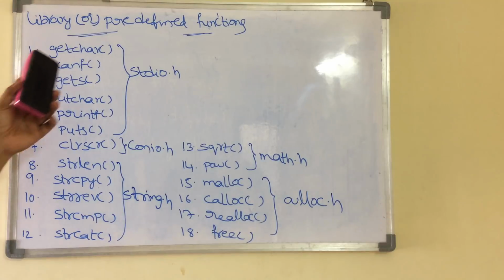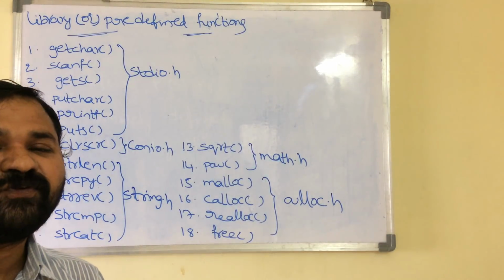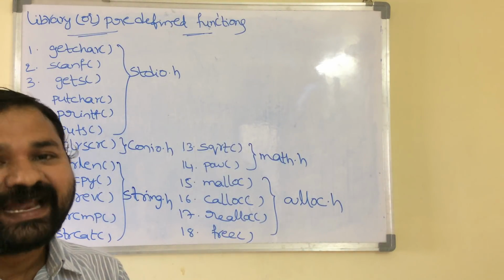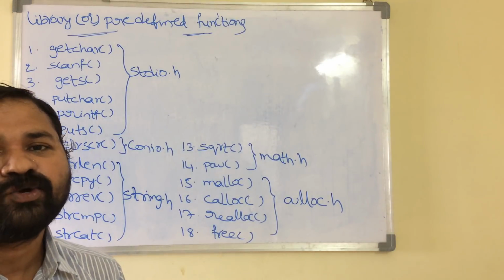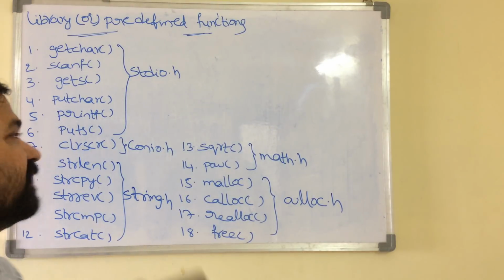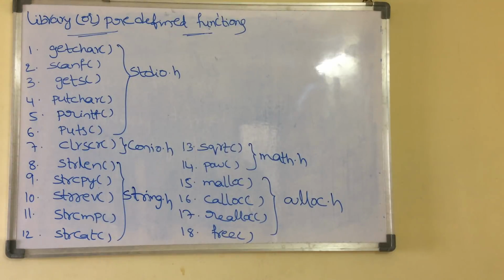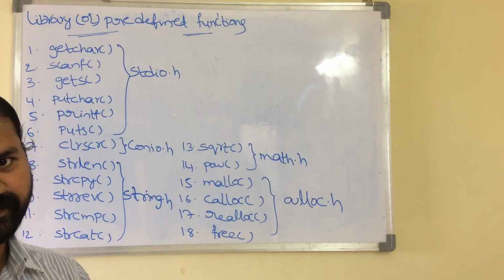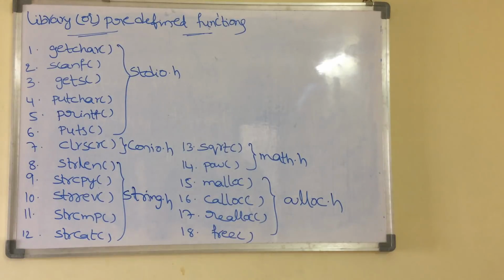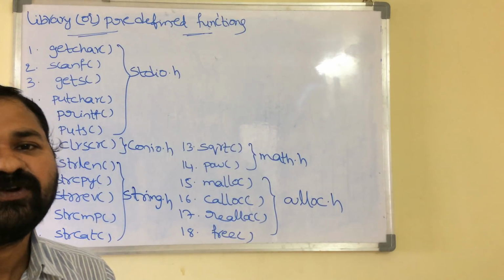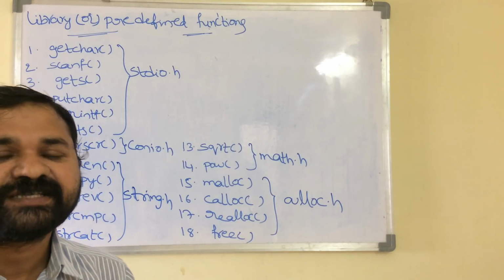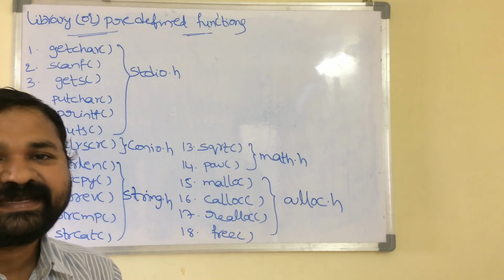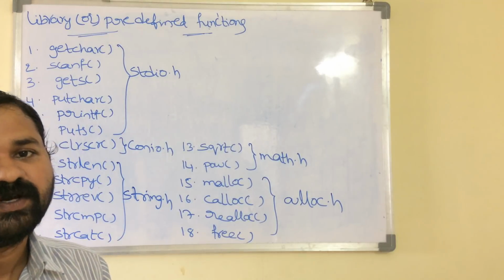So the first one is getchar function. It is useful to read a single character from the keyboard. So if you want to read a number or if you want to read a string, then it is very difficult to read the data with the help of getchar function. And the second one is scanf function. It is useful to read different types of data such as numbers, characters and strings from the keyboard.